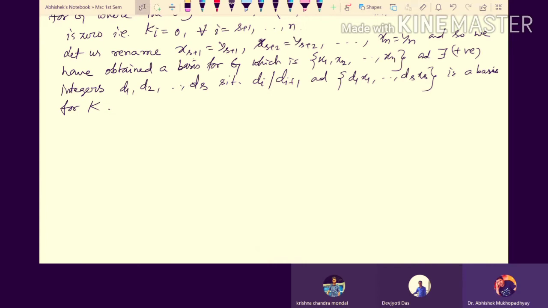So we have obtained a basis for G, which is x1, x2, ..., xn, and there exist positive integers d1, d2, ..., ds such that di divides di+1, where d1x1, d2x2, ..., dsxs is a basis for K. And this proves that K is again a free abelian group having rank less than or equal to n, that is the rank of the group G. So this theorem will be used to prove the characterization theorem for finitely generated abelian groups. Finitely generated abelian group, sorry.